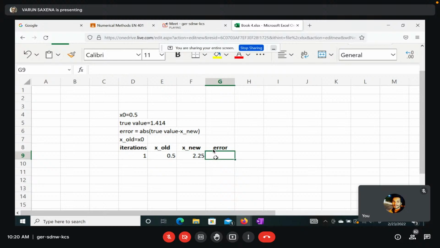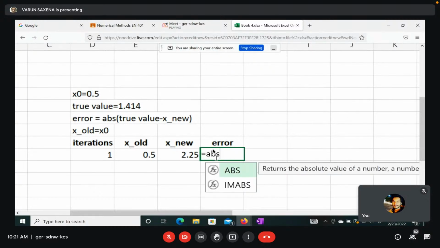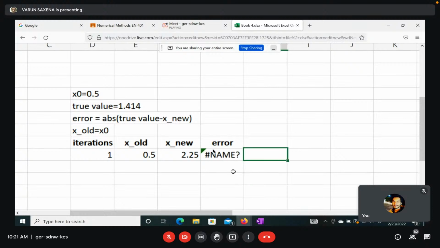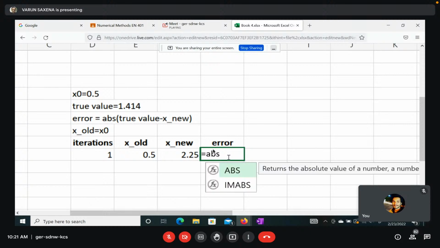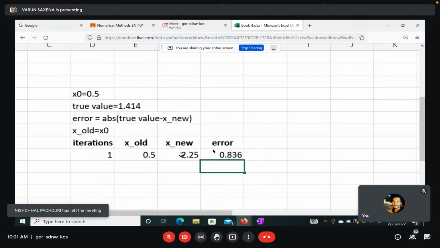So now let's calculate the error. Calculating the error is going to be equal to ABS, because ABS returns the absolute value. Let's say that the true value is 1.414 minus x new. Always calculate it like this. So this is the error, right? So we have the error.